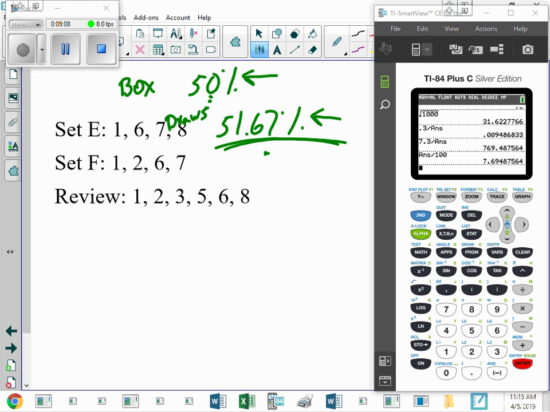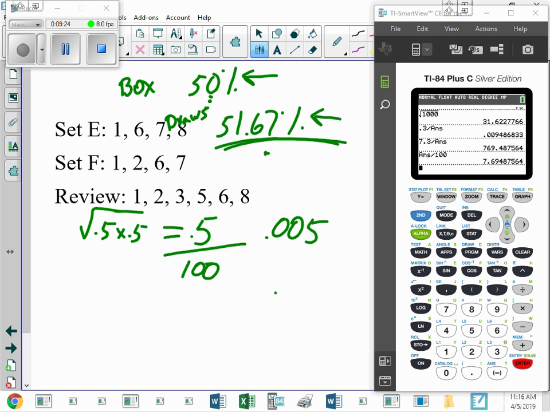So the square root of 0.5 times 0.5 is 0.5. And then I need to divide that by the square root of 10,000, which is 100. And I get 0.005, which turns into 0.5%. That is our SE. Our SE is 0.5%.